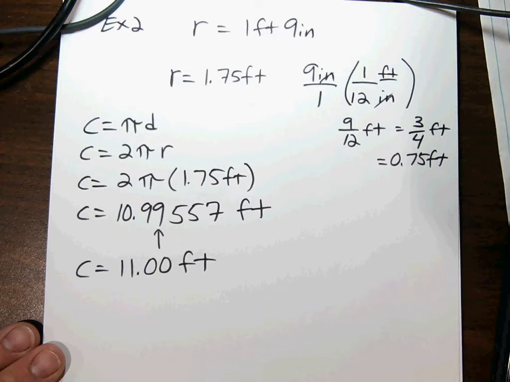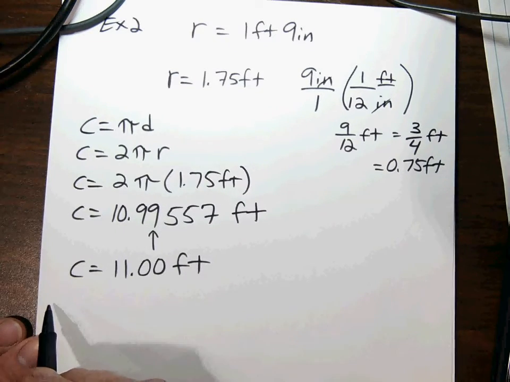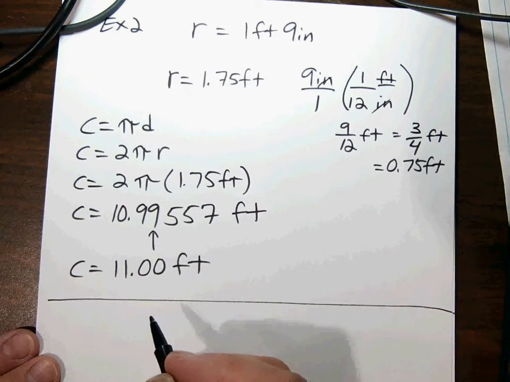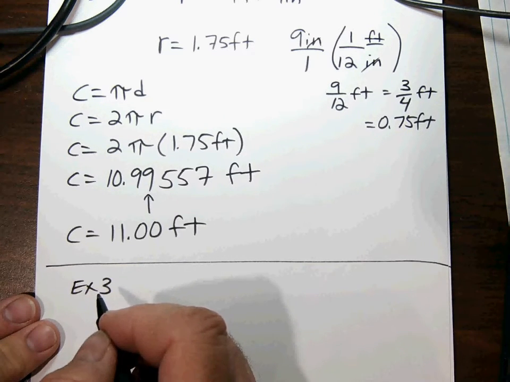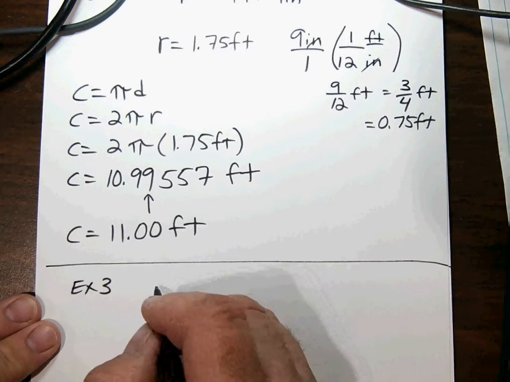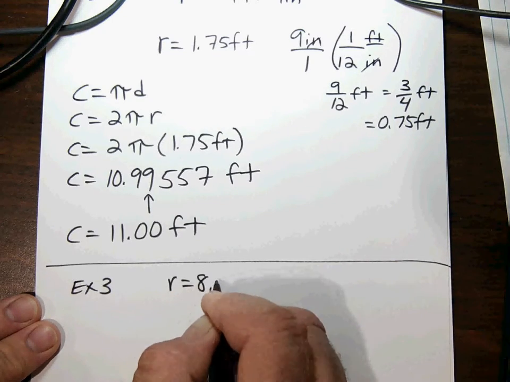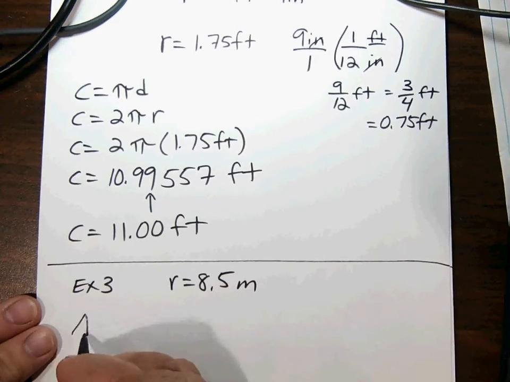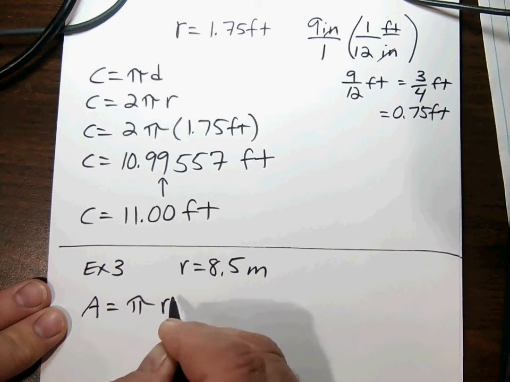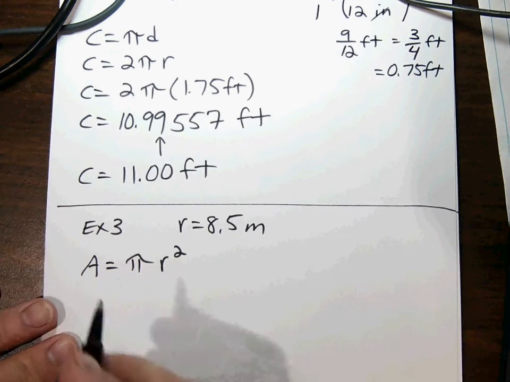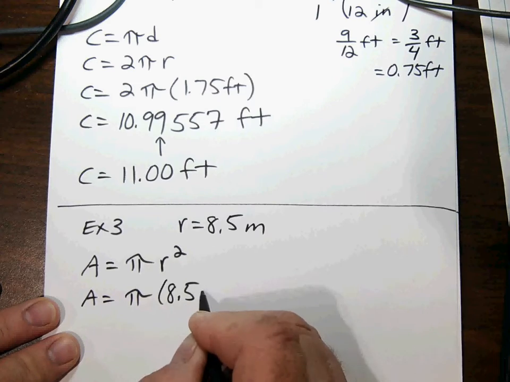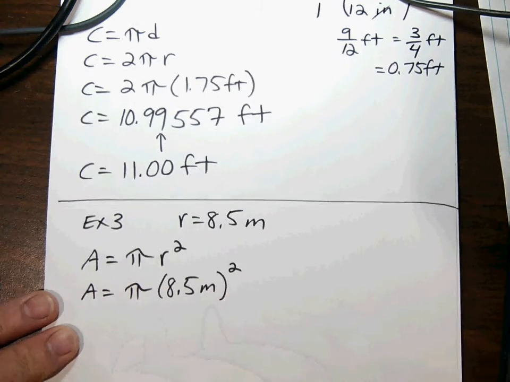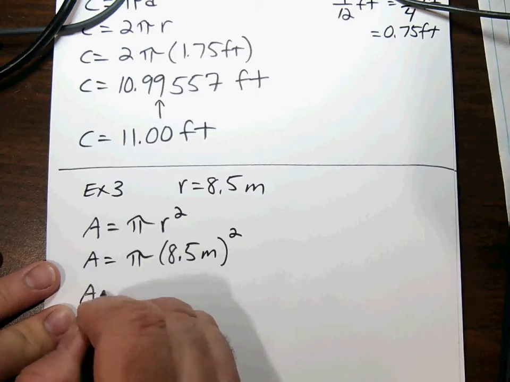There we go. Sweet. How about area of a circle? Example 3. Find the area of a circle whose radius is 8.5 meters. Okay, area of a circle is pi times the radius squared. Okay, we're given the radius. It's real straightforward. 8.5 meters squared. Okay, let's be cautious here.